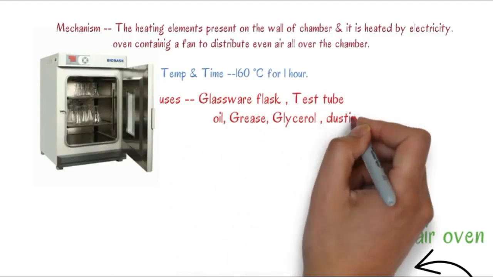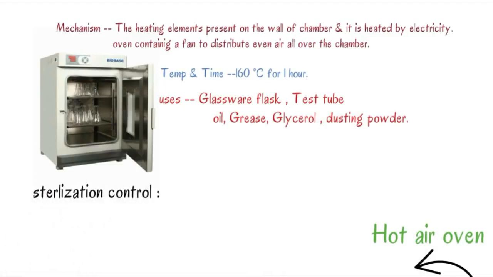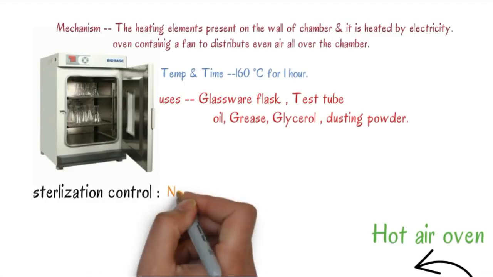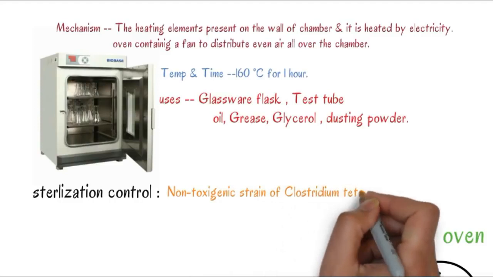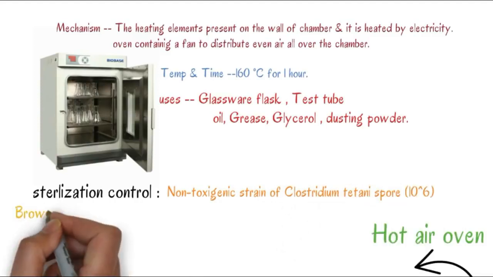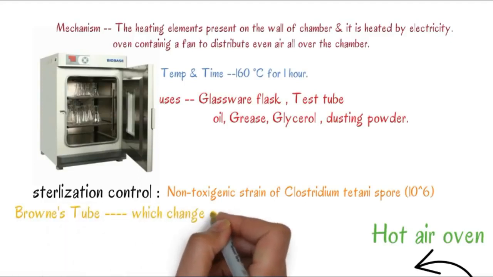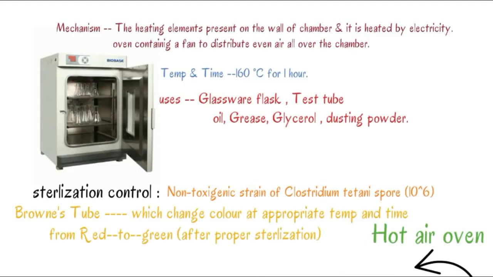To check whether our oven is working well or not, we have some sterilization controls. For the oven, we use non-toxigenic spores of Clostridium tetani, 10 to the power 6. Another, we have a chemical method for sterility testing, which is Browne's tube, which changes color at the appropriate temperature and time. If sterilization is proper, it becomes green from red.